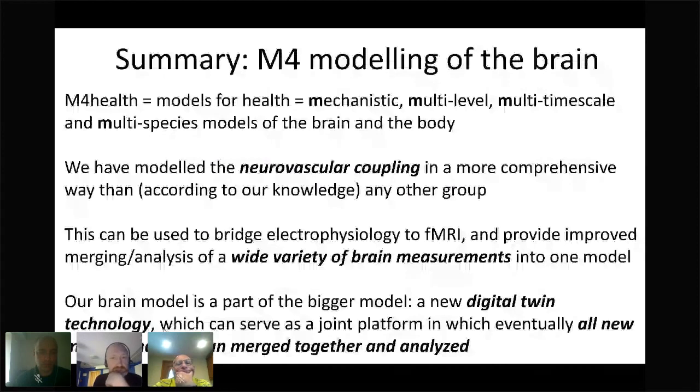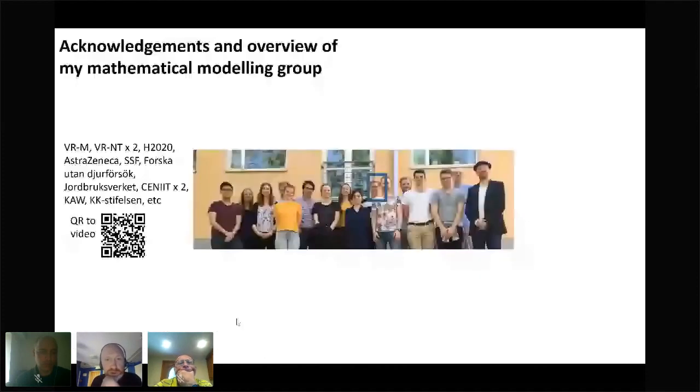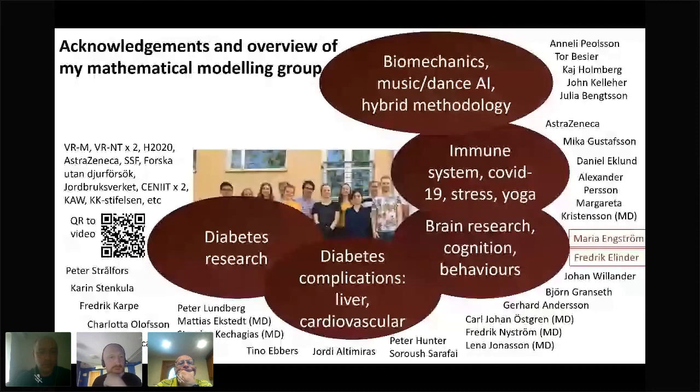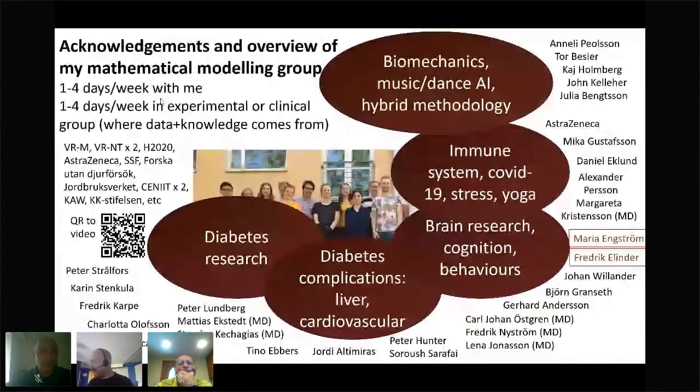And just some acknowledgement. The main part of this work has been done by Sebastian, whom I presented now, but we are collaborating with many different collaborators. So this was my research group, these are the collaborators. Here is some of the funding. Here are some of the key people in the brain modeling. And this is our schedule for how to do our collaborations. So that was it for my presentation.